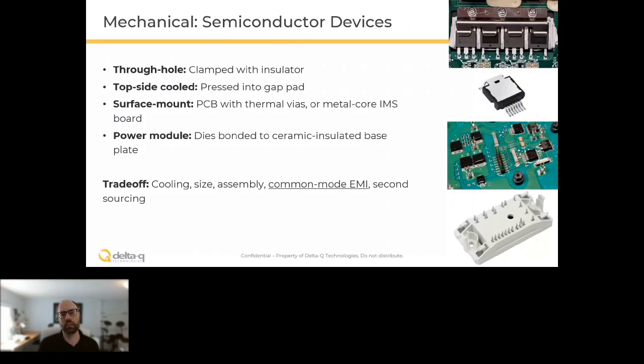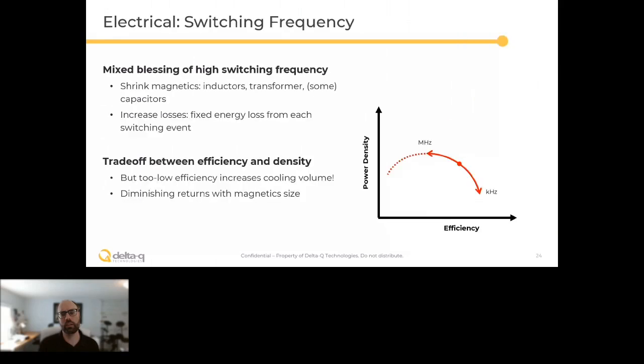Moving from the mechanical to the electrical, switching frequency is what's often focused on, but there's a mixed blessing. If you increase switching frequency, you can shrink some of the magnetics, the inductors, the transformers, some of the capacitors. You also increase loss because each of those switching events has a fixed energy loss. So if you double the switching frequency, you double switching loss. So there's always this trade-off between energy efficiency and density.